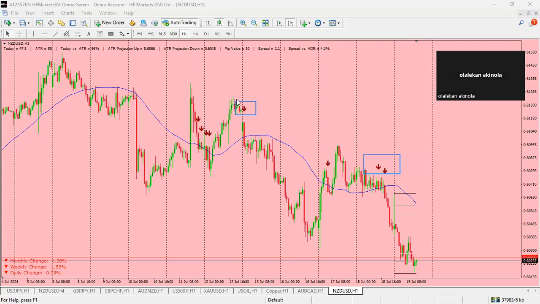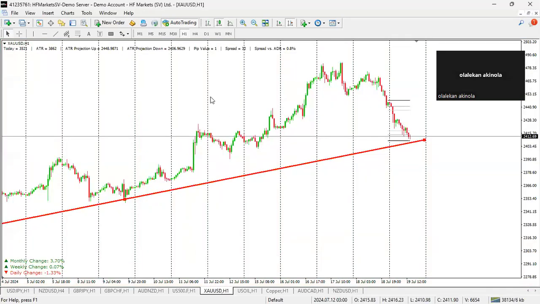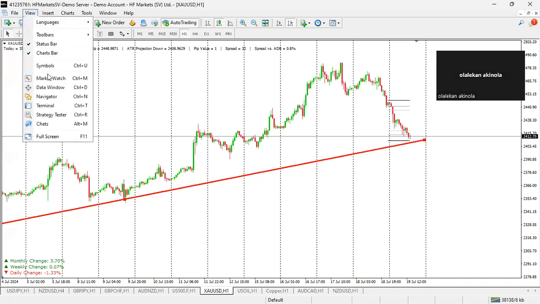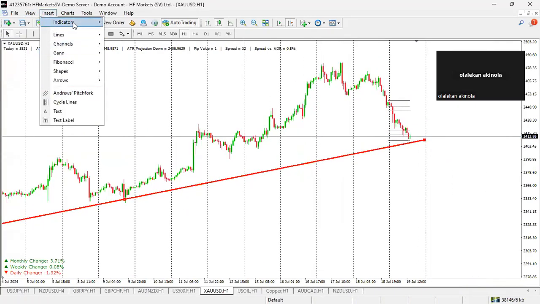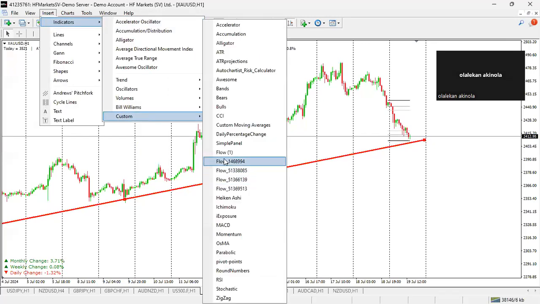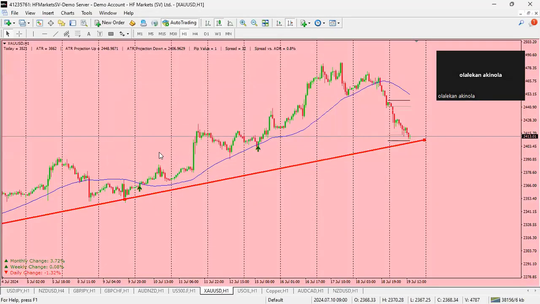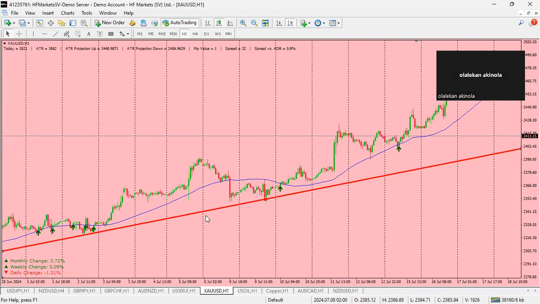Let's look at some other chart. I was on a gold chart before when I came into class. Let's look at this. A lot of people are always interested in gold. Look at gold for a while.